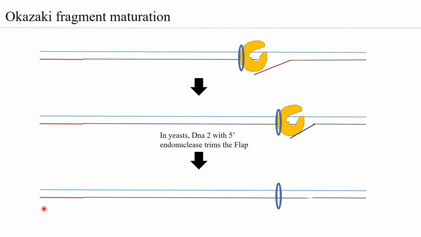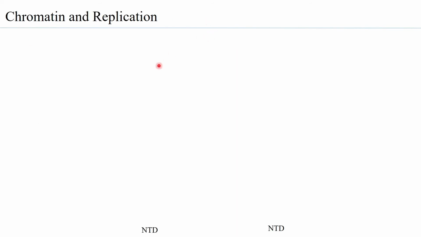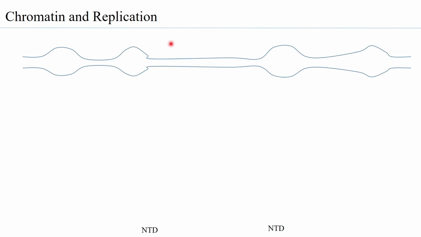The same will happen to this. You have a primer here, the DNA pol delta will displace this to form a flap and remove it. So that is how the Okazaki fragment maturation takes place. Now, there is another interesting aspect that we come into, and that is that DNA in the eukaryotes in the S phase tends to go back to the chromatin level immediately after the new DNA has been replicated.